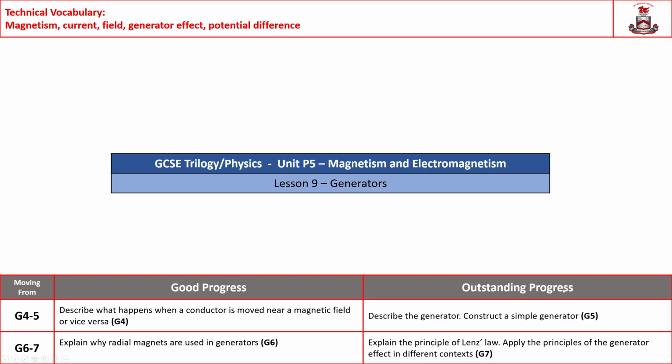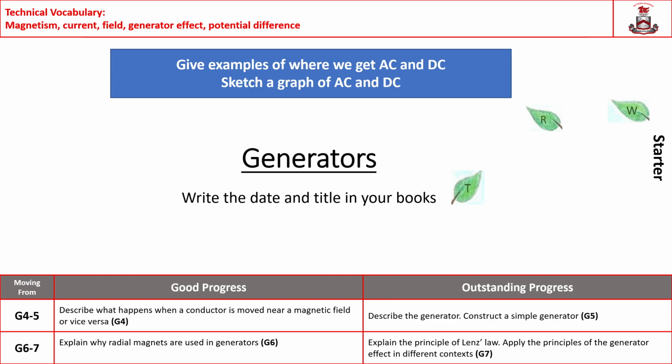Okay, so we're doing generators today. Now the first part here says give examples where we get AC and DC, and can you sketch a graph of each one? Well, we should know, first of all, where's my pen gone? There it is. First of all, let's start with DC, and then we'll do AC below it. So if you want to have a go, just pause the video now before I get onto it.